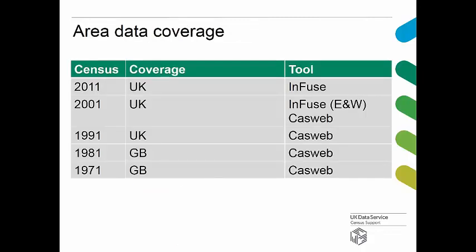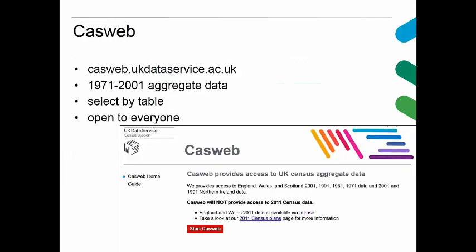So we have two interfaces for the aggregate data. We've got a tool called Infuse and a tool called CASWeb. And just to let you know, the older census data, well, we have 2011 down to 1971 census data. So we have two different tools at the moment, and that's where you can access the different census years. I already mentioned CASWeb, and there's the URL, 71 to 2001 data. You select the data by table. You don't have to log in or anything. This data is open to everyone under the Open Government Licence.